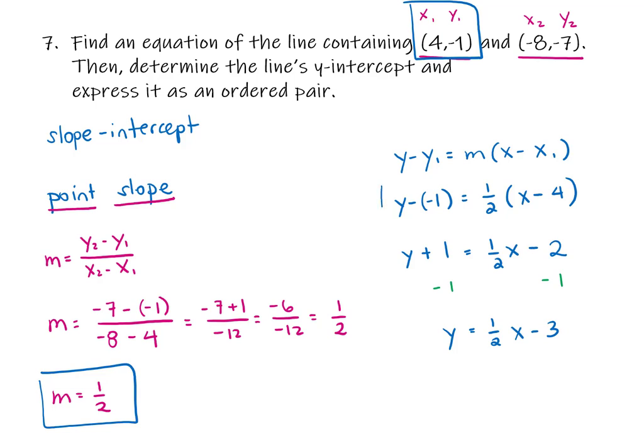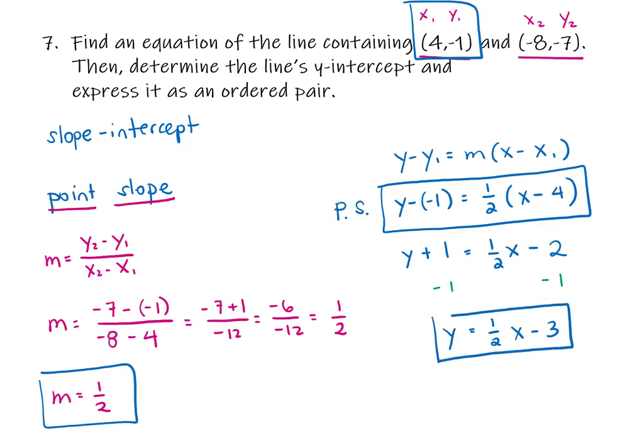Once again, we were technically done at this line. This is in point slope format. But it's not until we simplify it and write it in this format for the slope intercept format are we able to answer the other questions that are asked. It asks us to determine the line's y-intercept and express it as an ordered pair. The y-intercept comes from this portion of it. So my y-intercept is -3. And if we want to write it as an ordered pair, we would actually say 0, -3. And so those are our two answers to both questions that are asked in question 7.